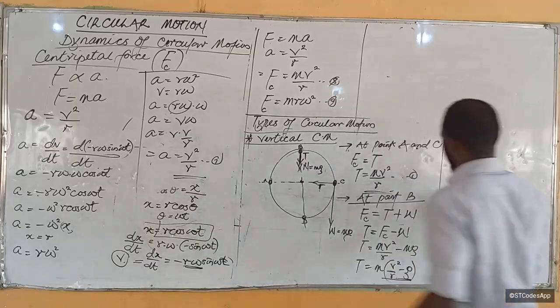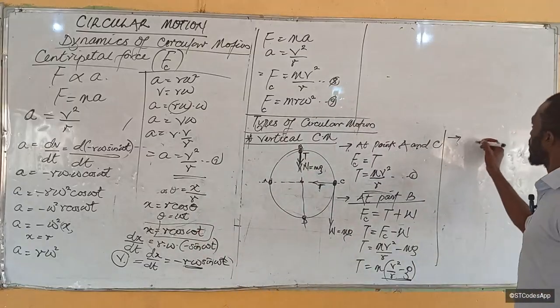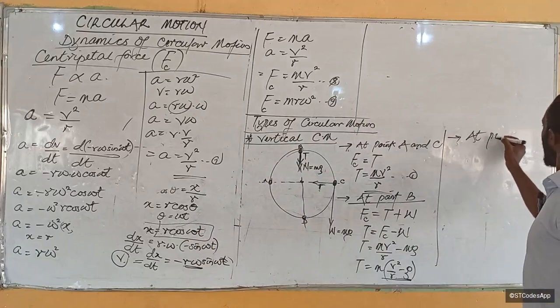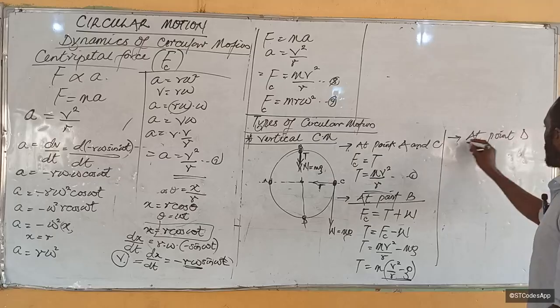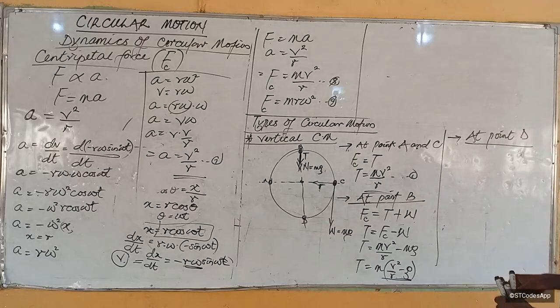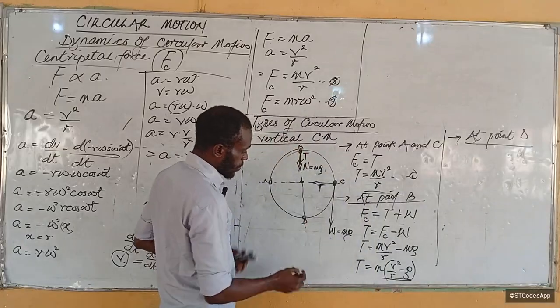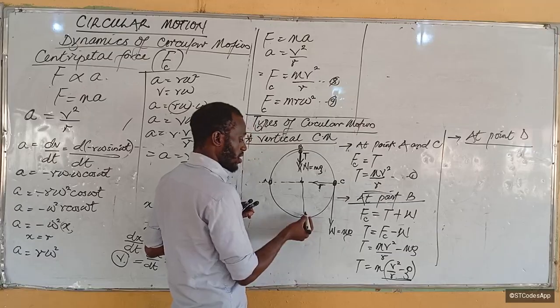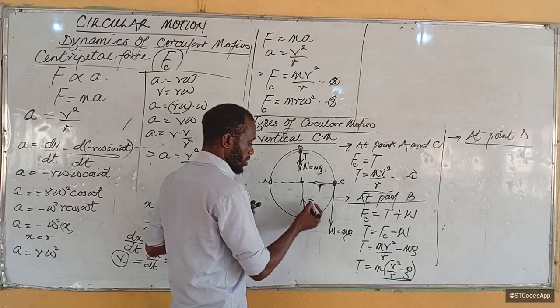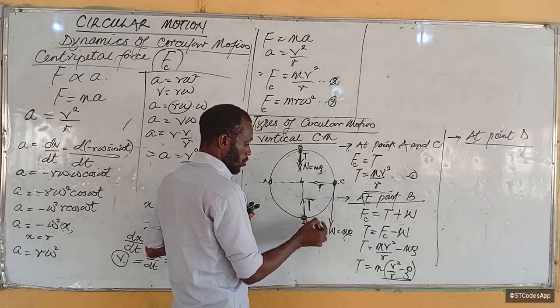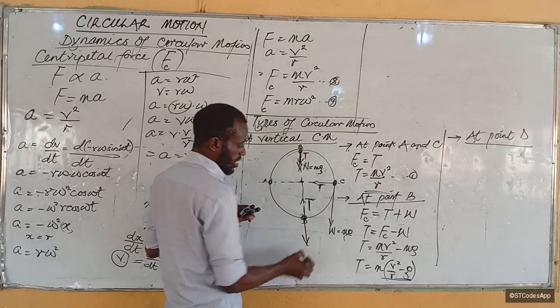Now, how about at point D? Now, at point D, let's analyze. The tension is going to be acting where? The body is now down here. The tension will act upward still. Centripetal force is acting upward as well, because it is always towards the center. But the weight of the body is acting downward.